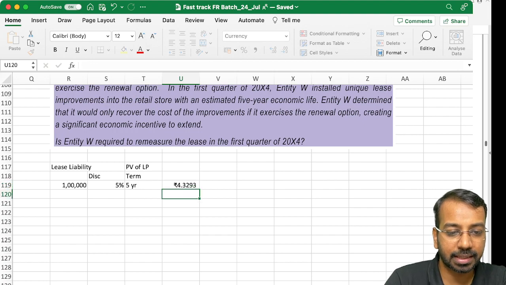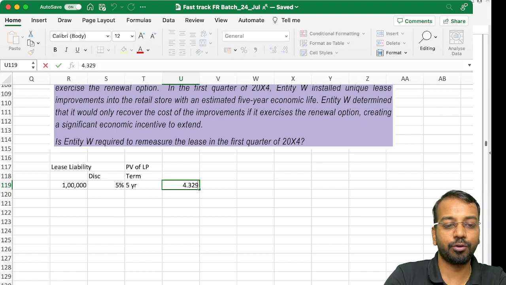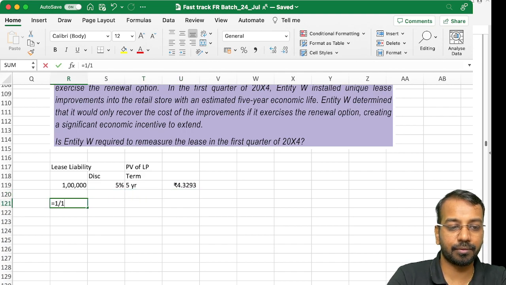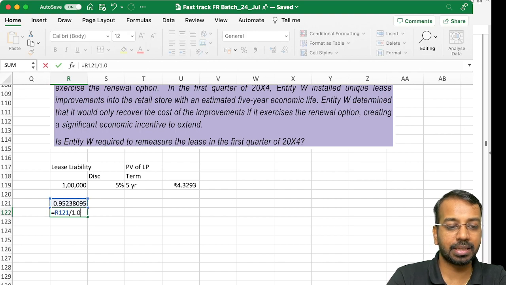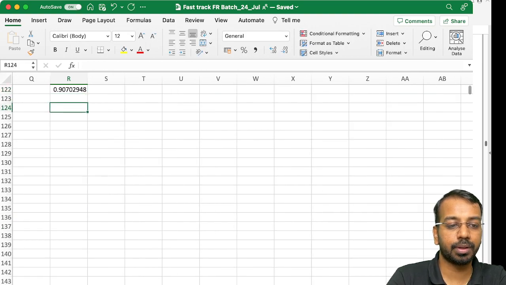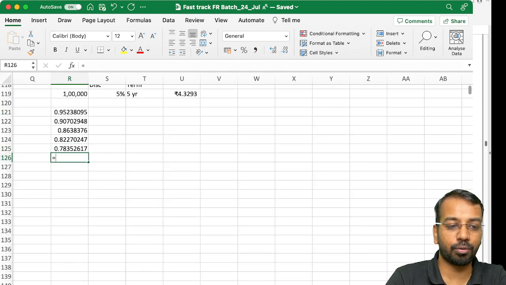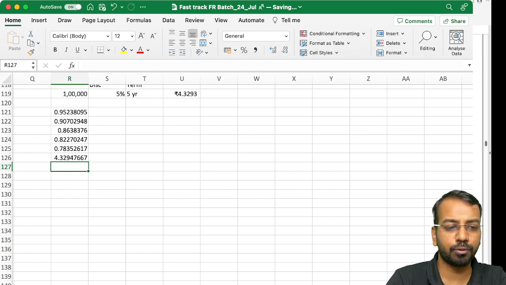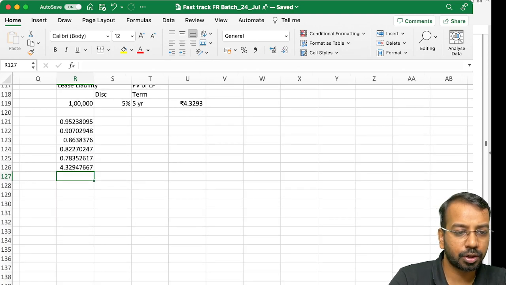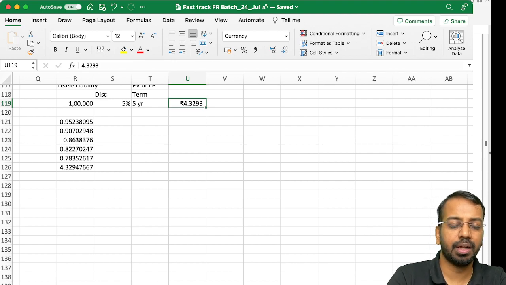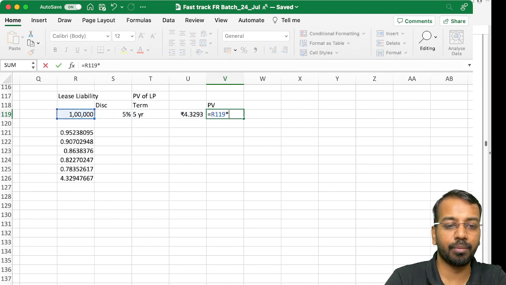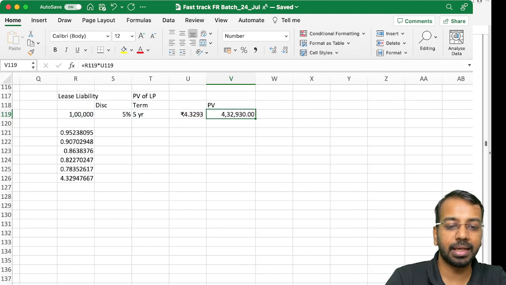Sir, we don't get Excel in the examination. How will we calculate? I know you don't get Excel in the examination. That's why I'm saying do it simply: 1 divided by 1.05, then divided by 1.05 again. Like this, if you do it for 5 years and do a grand total, it is 4.3294. I've taken 4.3294, whatever the number is. So the present value is 100,000, 1 lakh, into this number, we get 432,930.